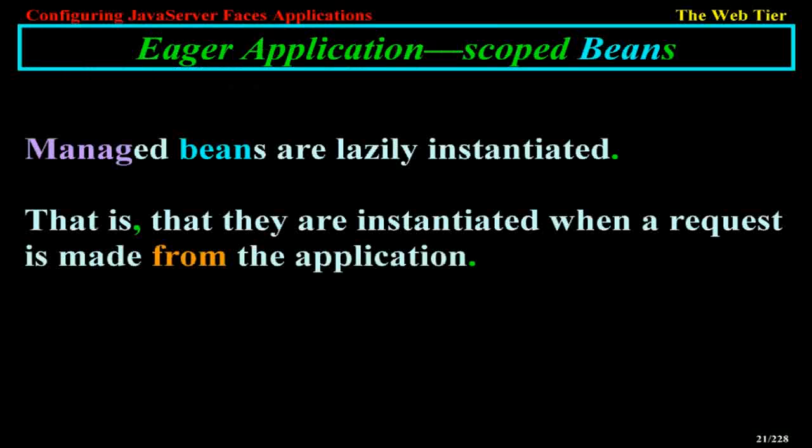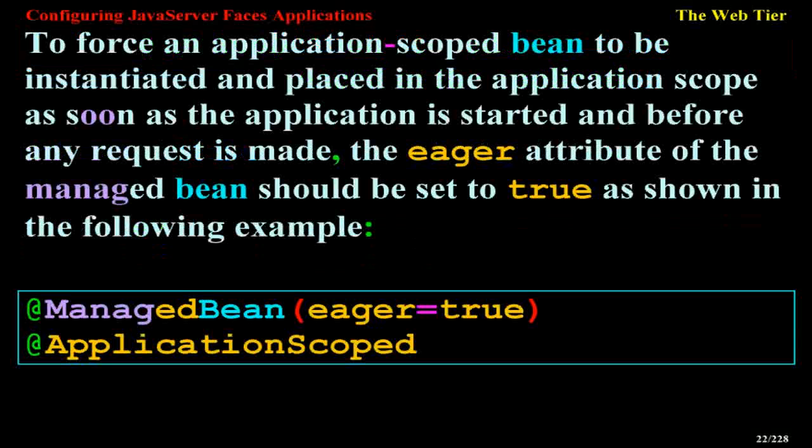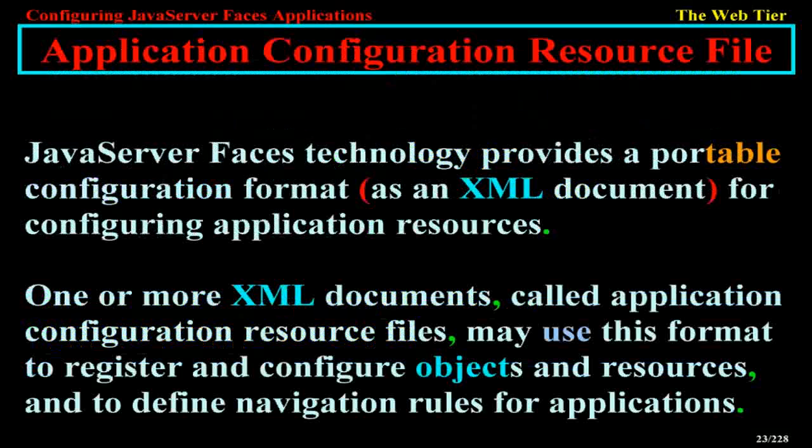Eager application scoped beans. Managed beans are lazily instantiated. That is, they are instantiated when a request is made from the application. To force an application scoped bean to be instantiated and placed in the application scope as soon as the application is started and before any request is made, the eager attribute of the managed bean should be set to true, as shown in the following example. @ManagedBean(eager=true) @ApplicationScoped. Application configuration resource file.